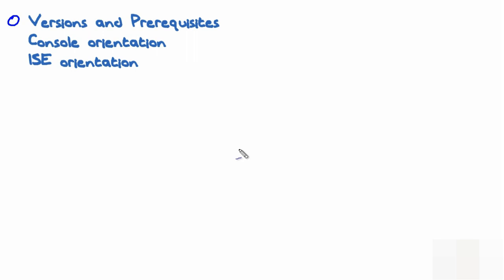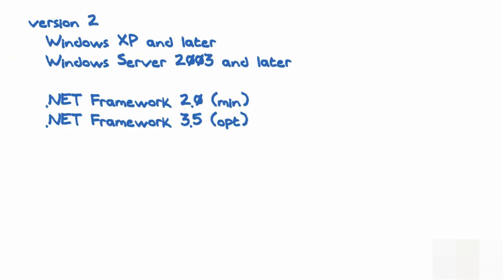Now, Windows PowerShell ships with two different host applications, meaning little applications that PowerShell lives inside, and these hosts are the way that you will interact with PowerShell. And I want to get you set up on each of them. We'll start with the console host, and then we'll talk about the Integrated Script Environment, or ISE. Let's start off with versions and prerequisites.